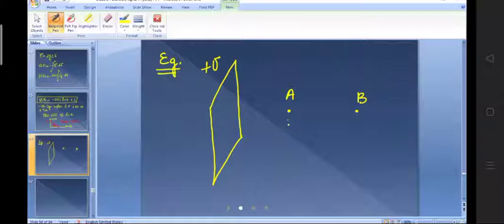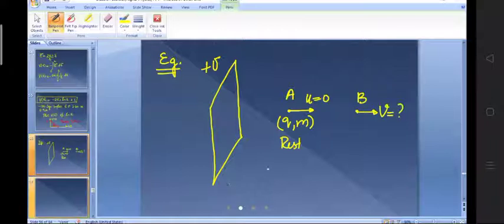Now there's a charged particle Q, whose charge is Q and its mass is M, and it's at rest. Now obviously because of the force of repulsion, this charged particle will go from A to B. Its initial velocity is 0. Then at this point it will have some non-zero velocity V, which you are supposed to calculate. So what we have to calculate is this.